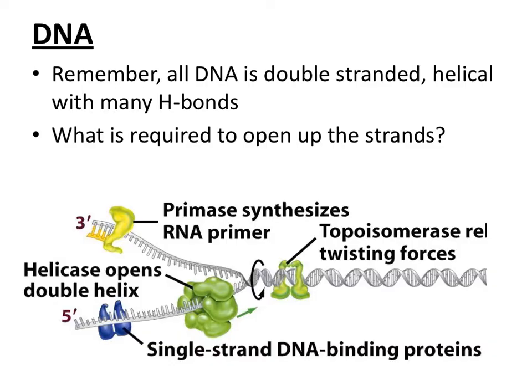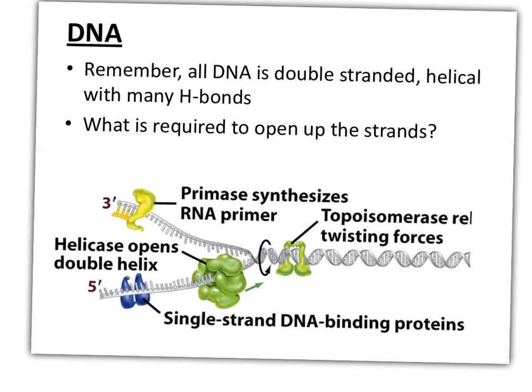First of all, how does the replication bubble open up? How do you get from a double helix, which is connected by hydrogen bonds, to separate strands so that you have the ability to carry out replication? Two enzymes are needed for that. The first enzyme is called helicase. Helicase separates the two strands of the double helix.